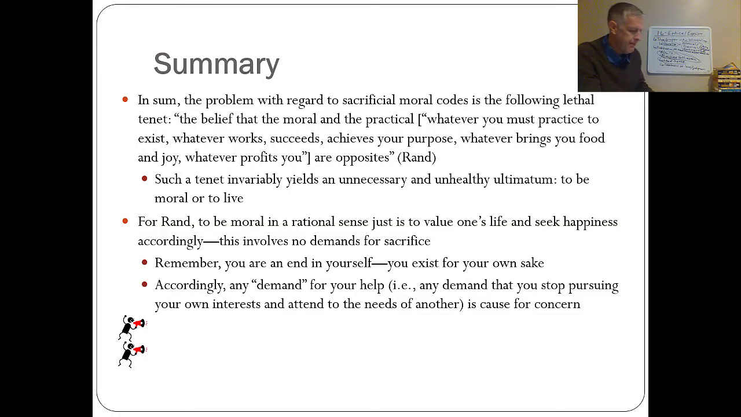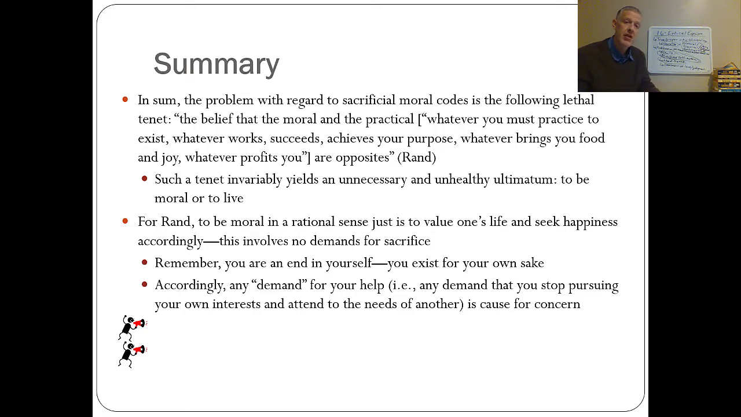So for Rand, to be moral in a rational sense just is to value one's own life and to seek happiness accordingly, to try to survive and flourish as you otherwise naturally would do if you hadn't convinced yourself otherwise, by way of that rational reflective capacity, via these traditional moral theories. If you hadn't been deluded by them, you would have done all this anyway. So remember, you are an end in yourself, Kant. You exist for your own sake.